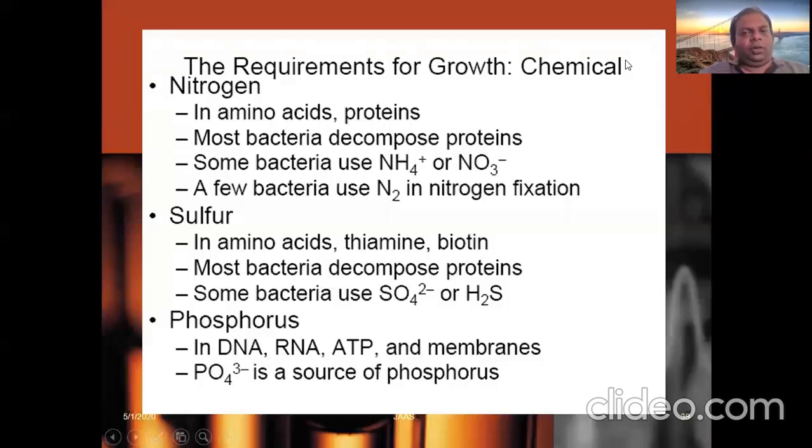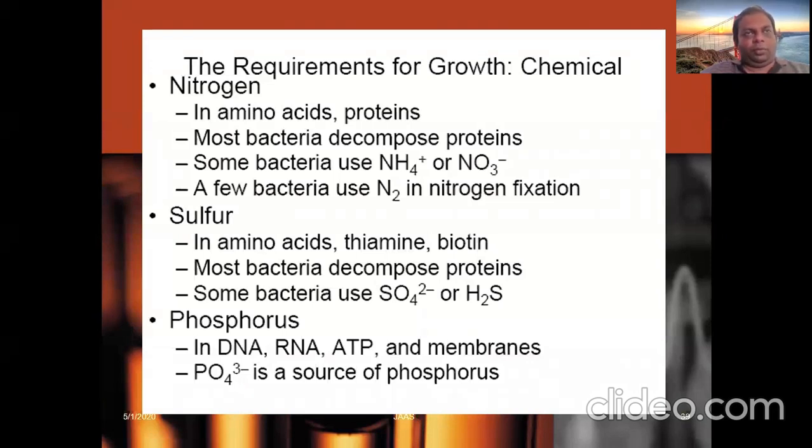So the requirements for growth, as said earlier, are carbon, nitrogen, sulfur, and phosphorus. Nitrogen is useful for amino acids and proteins. Most bacteria decompose proteins. Some bacteria use ammonia or nitrate. A few bacteria use nitrogen fixation. Sulfur is also important for thiamine and biotin production.